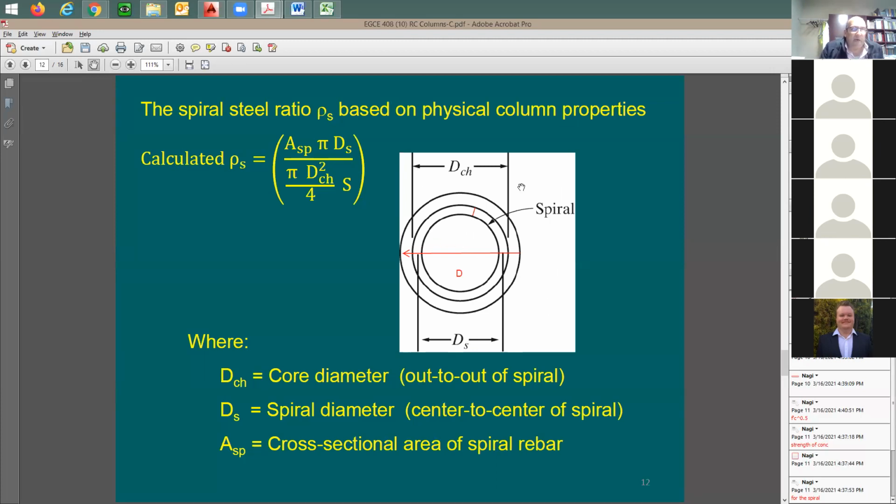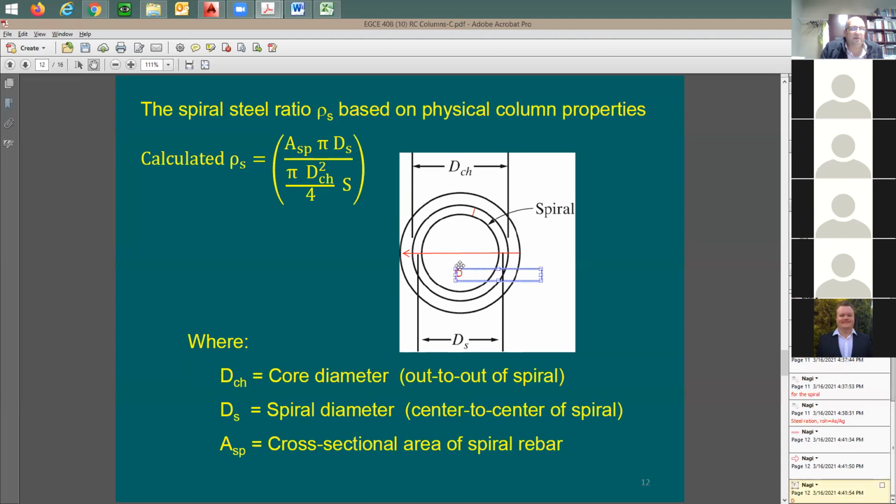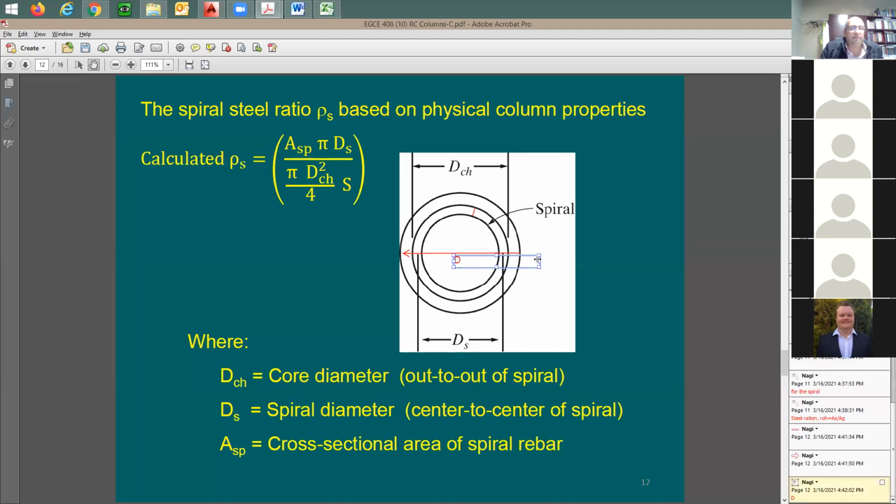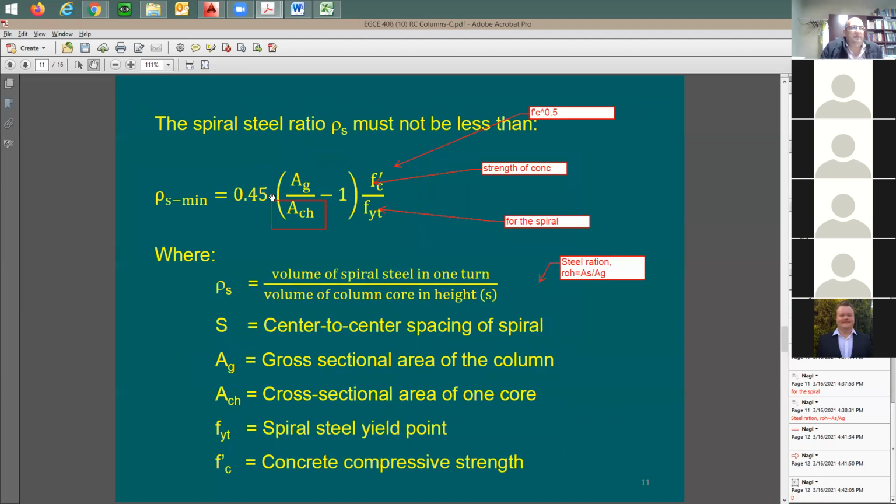To the outside of the spiral is going to be called dch, for the concrete core. So dch is going to be from out to out, ds from center of spiral to center of spiral, and d is going to be the total diameter of the column. Now, we're trying to figure out, this is going to be the code minimum value. I understand that. But how do you figure this out?